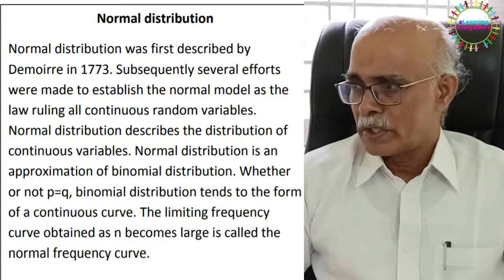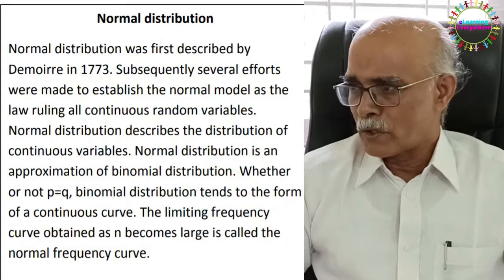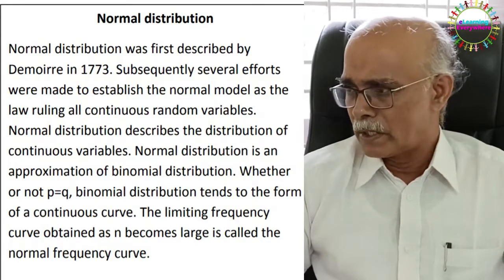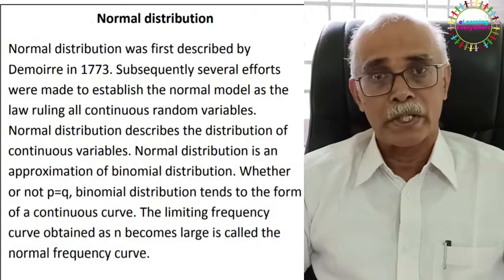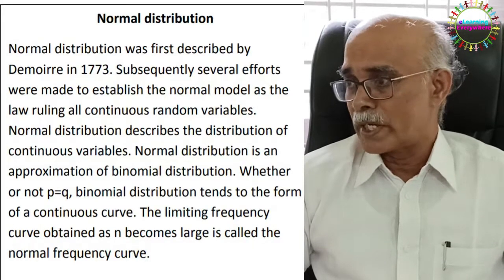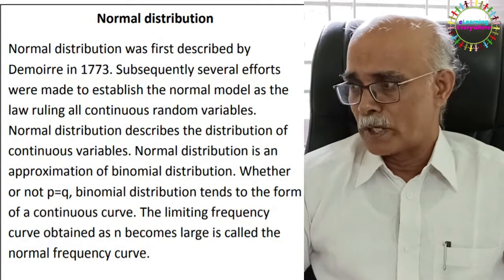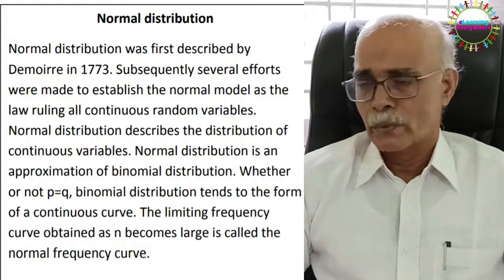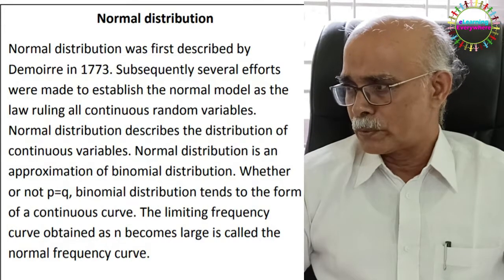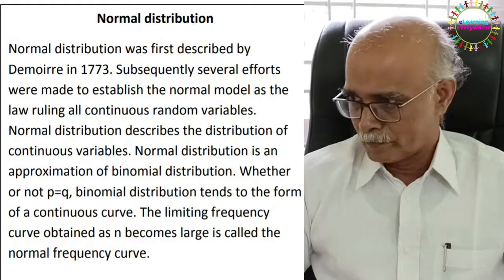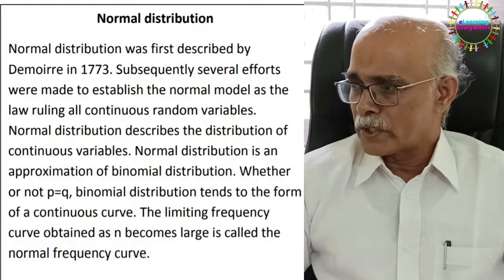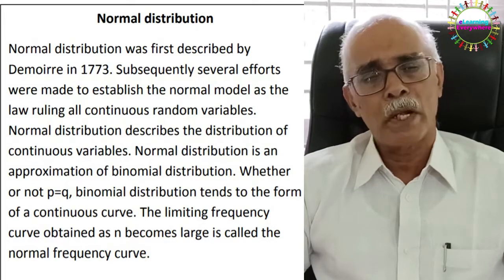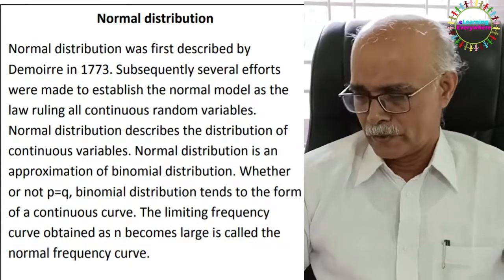Normal distribution describes the distribution of continuous variables as we have seen earlier, and you can say that normal distribution is an approximation of binomial distribution. Whether or not p is equal to q, binomial distribution tends to the form of a continuous curve. The limiting frequency curve obtained as n becomes large is called the normal frequency curve.